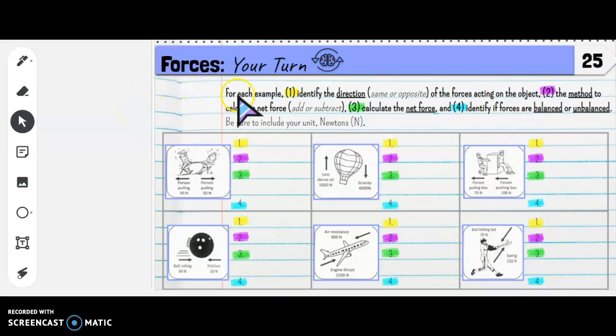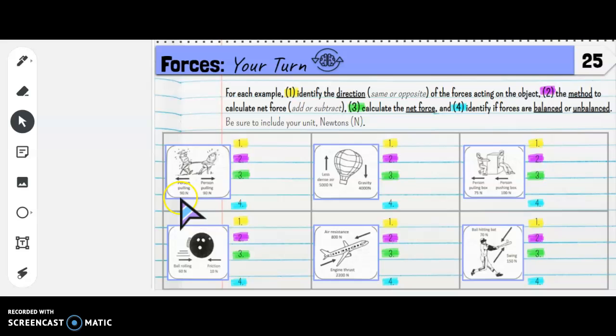For this page, it says for each example, 1, identify the direction of the forces acting on the object. So are the arrows going the same way or opposite? 2, the method to calculate the net force. So will we be adding or subtracting? 3, calculate the net force. And 4, identify if forces are balanced or unbalanced. And just a reminder to include your unit, which is newtons. I'll do the first few with you, then give you some time to try the rest, and then you'll have the opportunity to check.